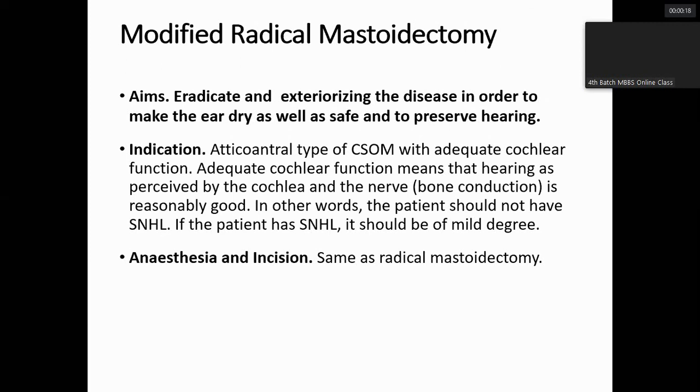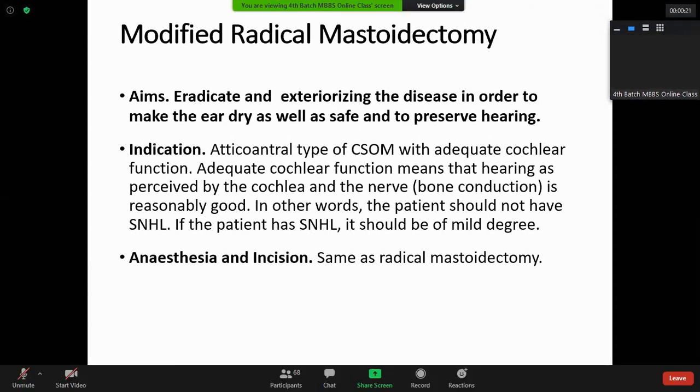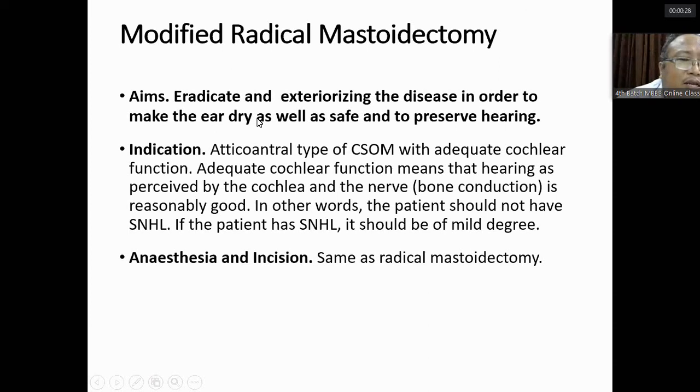what about the modified radical? What are the things that have been modified from the radical? There is eradication and disease removal, to make the ear dry and safe, and to preserve hearing. These two, the procedure or the steps to preserve hearing, have been considered in case of modified radical mastoidectomy. So this is the difference between the modified radical mastoidectomy and the radical. The radical one does not consider hearing. In case of modified radical mastoidectomy, there is some chance of hearing preservation. So if there is adequate cochlear reserve, meaning there is adequate hearing function, the patient can go for the modified radical mastoidectomy.